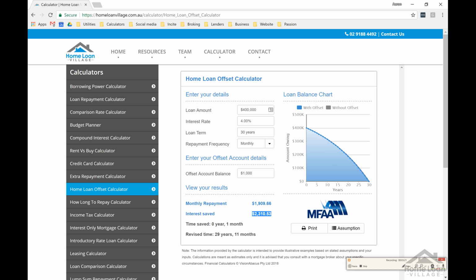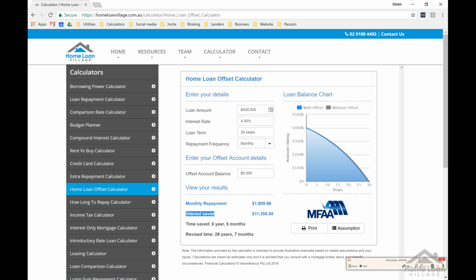Do you really need an offset account? Could you just be using a redraw account? I've got another video on that. It's named pretty well, difference between offset and redraw, so have a look at that if you need to. Let's have another little play. Let's say for a lot of people that I speak to, often it's around 5,000. It's kind of the average that they have in their account. So over 30 years, they'll save $11,500 there.